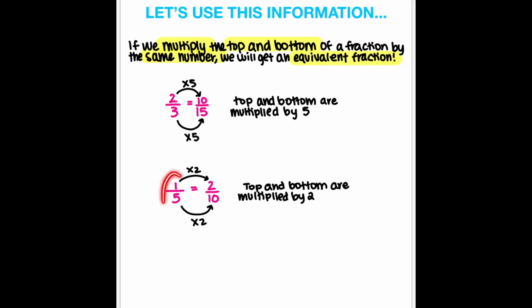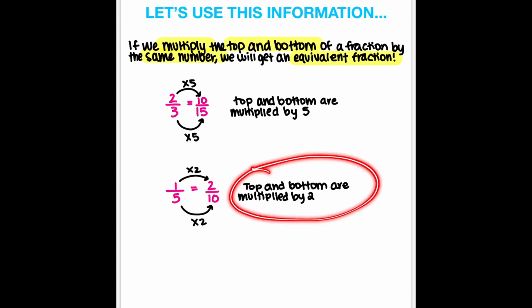Let's do another example. We have 1 divided by 5, 1/5. Let's multiply top and bottom by 2. 1 times 2 is equal to 2, and 5 times 2 is equal to 10. That means 1 divided by 5 and 2 divided by 10 are equivalent fractions because we multiplied both top and bottom by 2.